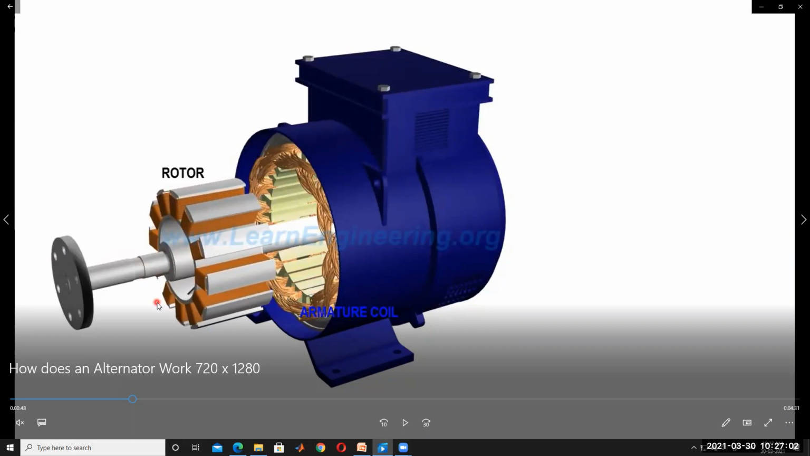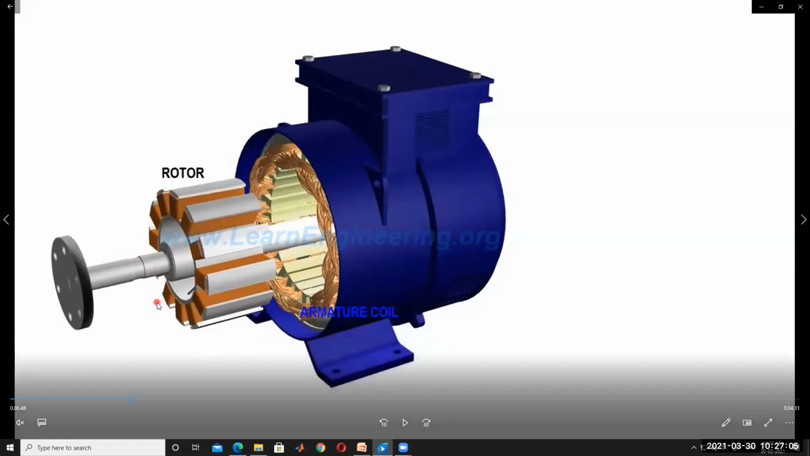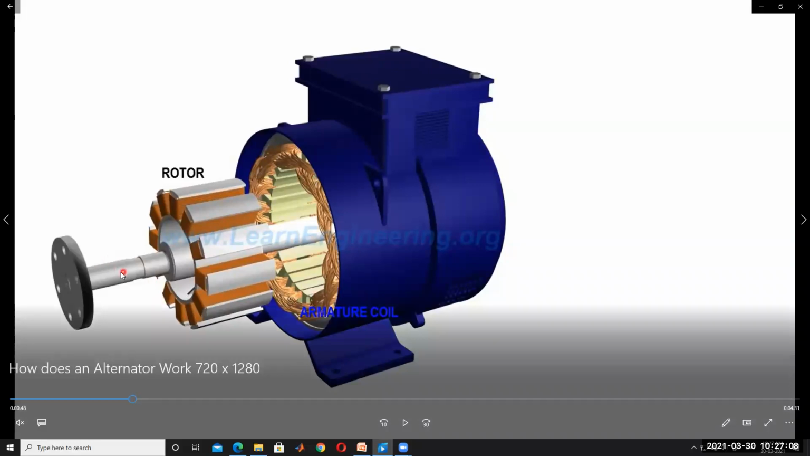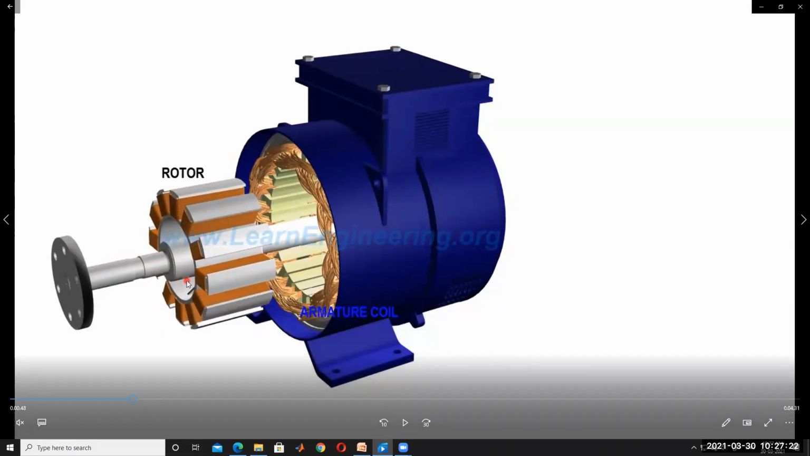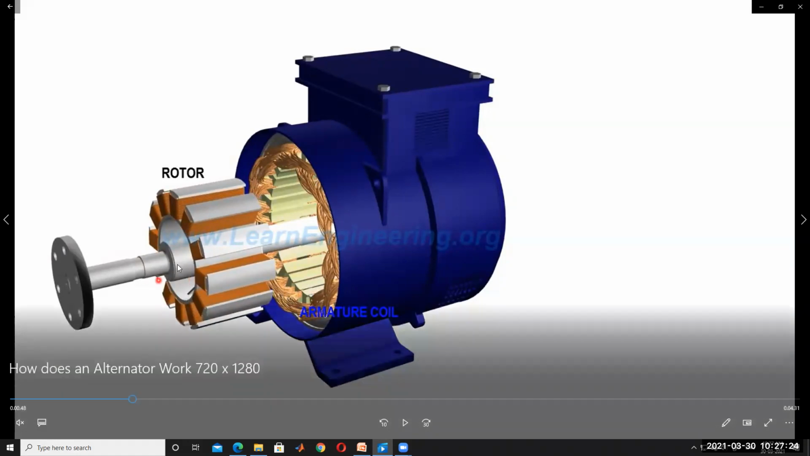By using brushes, there is an electrical connection between the DC supply, that is the battery, and this rotor. This is the rotating part. How do you give the power supply from the stationary part to the rotating part? By using brushes only, it's possible to make contact between the stationary and rotating parts. When you give the power supply to the rotor, the north and south poles are developed in the rotor, and then this field is rotating. That's why it is called a rotating field.